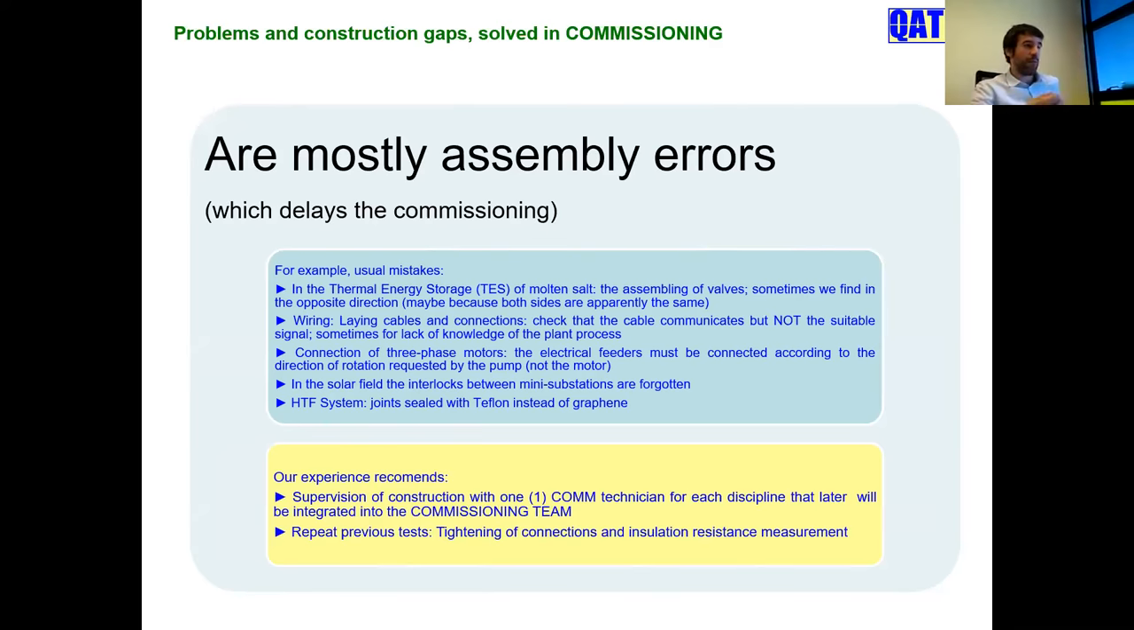I put these examples, but there are a lot more examples. For instance, several times the interlocks between the substation and the solar field are forgotten. There are no interlocks. It's very important for the maintenance. Or in the HTF system, the joints are sealed by Teflon instead of graphene, because the function is the same, but it's not suitable because the erosion of the HTF liquid erases the Teflon.